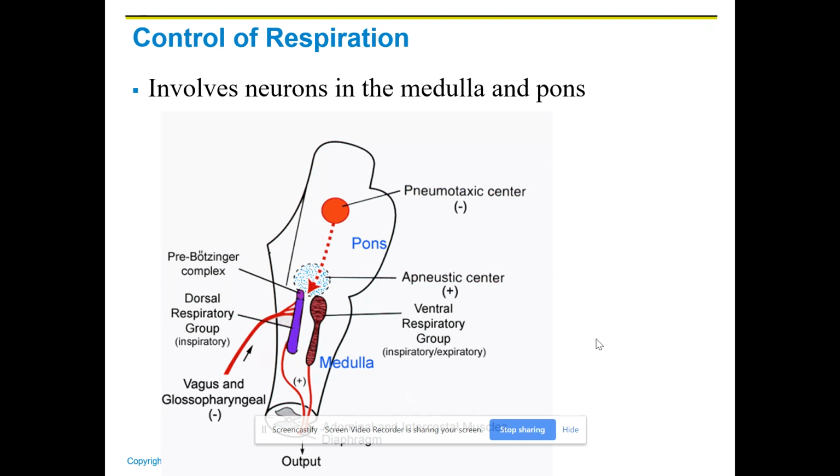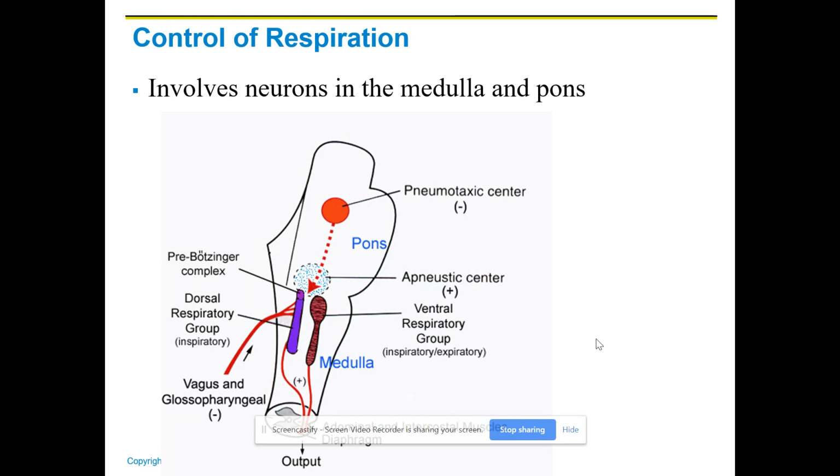Well, there are two different types of centers that are involved. In the medulla are what's called the basic respiratory centers. There's what's called the dorsal respiratory group, which is mostly inspiration, and the ventral respiratory group, which is mostly expiration. So, inspiration followed by expiration. It happens over and over again, about 12 to 15 times a minute.